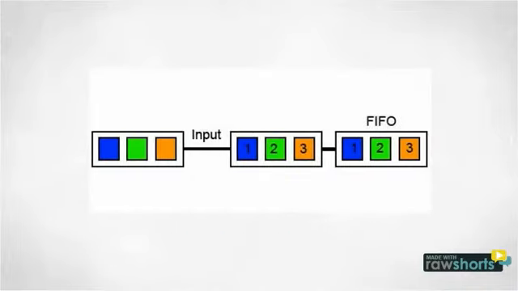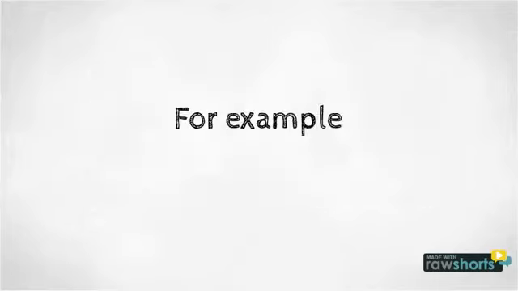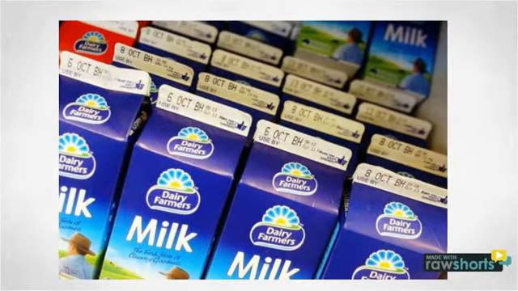In this picture, the order of input is blue, green, orange. When we use the FIFO method, the order of sold must be the same as the input. The order of output is also blue, green, orange. Let's see an example. Milk. When we buy milk in any market, they display the earlier date first and the older date last.